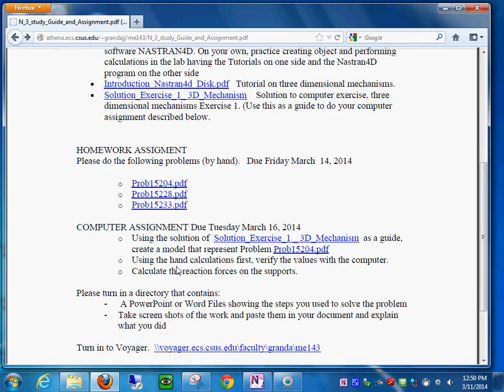Now, for the homework assignment, you have these 3 problems by hand, and then you have the computer assignment in this case, which uses the solution of the exercise 1 mechanism.